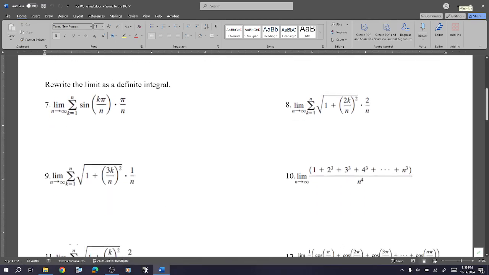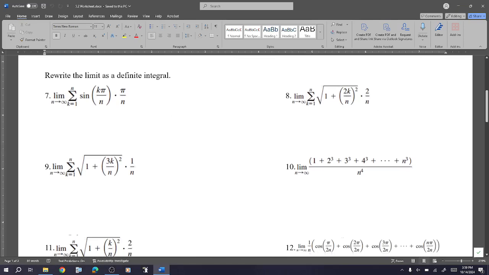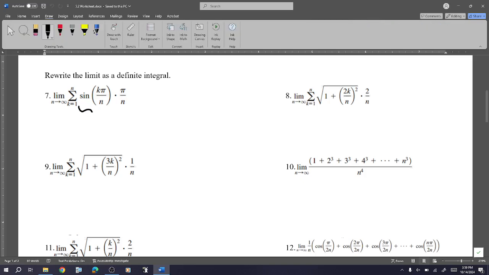Wanted to go over this section, rewrite the limit as a definite integral. Let's think of these as areas of rectangles where this is the height and this is the base. So this is some function. We're trying to find what function that is. Let's say it looks like this, some arbitrary curve, even though we know it's a little more specific than that.